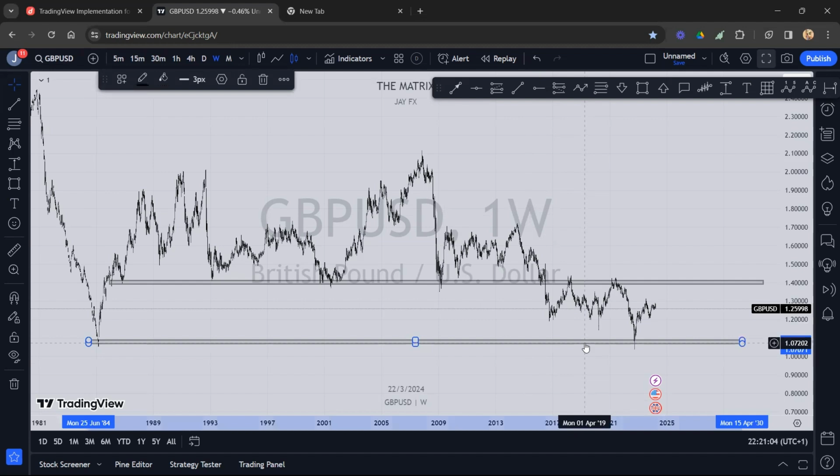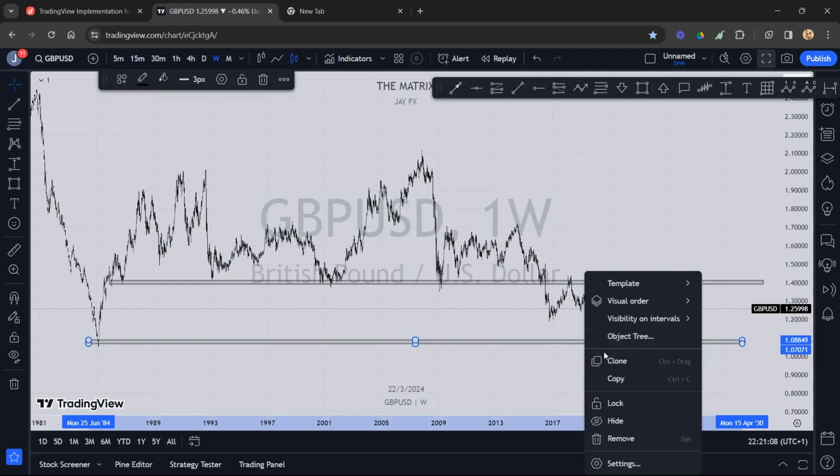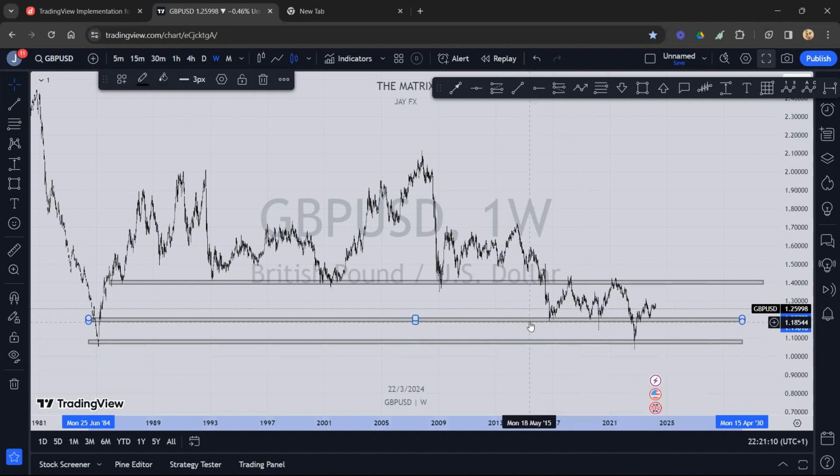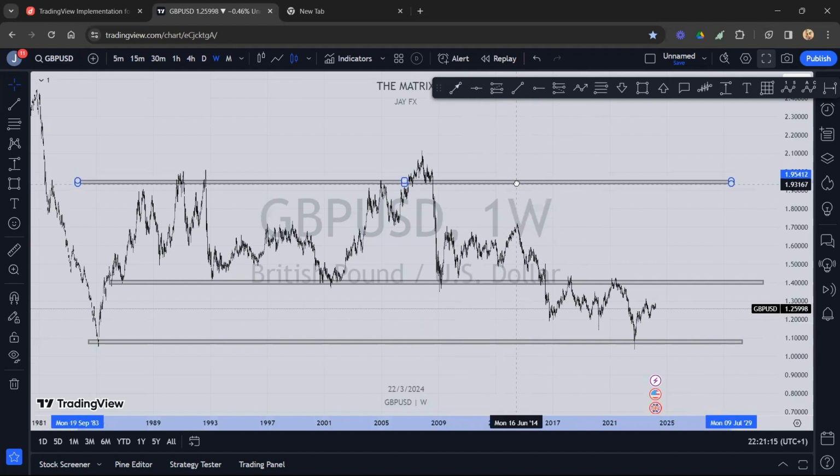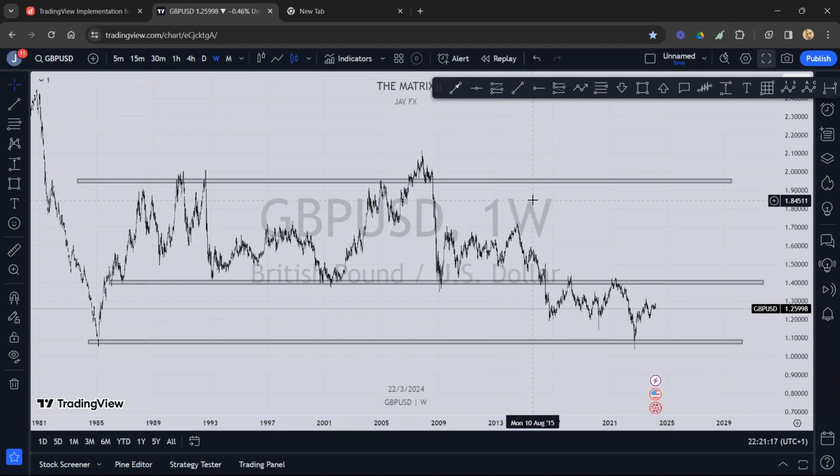Let me clone this. Let's look for another support and resistance level in the market. So I'm going to clone this. So this is another level here. This is another level, this whole area. Price got around here, rejected, got around here, rejected, got around here, rejected, then made a fake out, and it fell back in.